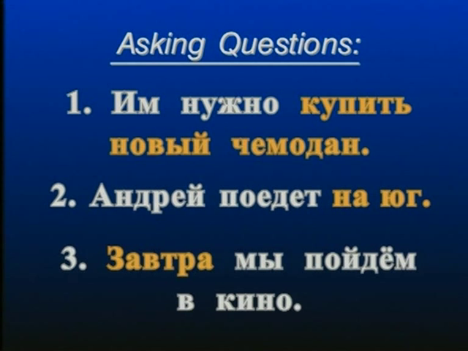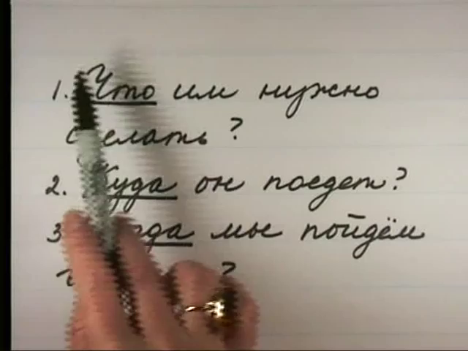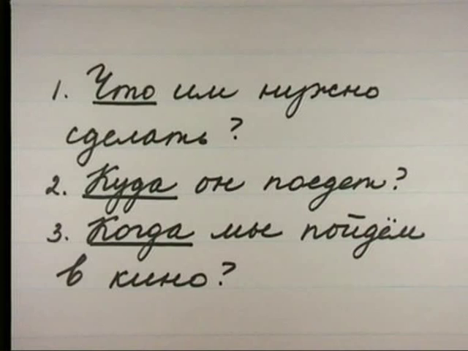Ну, хорошо, хорошо. Давайте посмотрим, какие вопросы вы написали. Номер один. Им нужно купить новый чемодан. If we don't know what it is that they need to do, how can we pose a question? Что им нужно сделать? Да, что, what? What do they need to do? Что им нужно сделать?